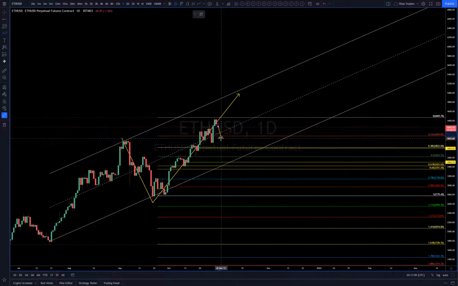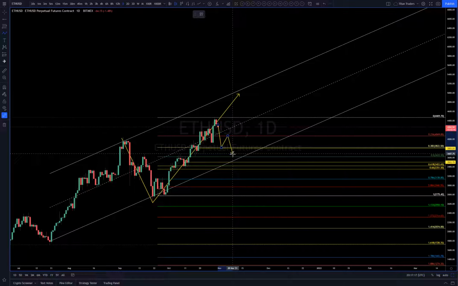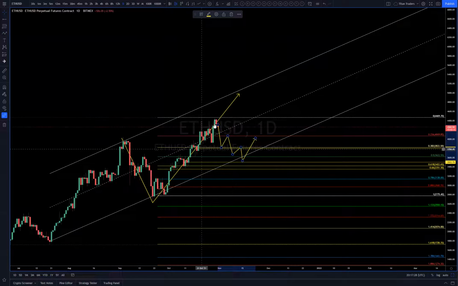It would be, it moves down, potentially fills this, we come back up around here, the natural pattern that we could potentially ideally get, and then maybe like that, creating a swing failure, and then break back up again, maybe around here. That would be ideal. But otherwise, the natural target for me is close to 5K for ETH.